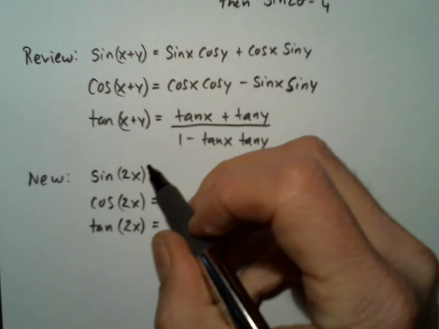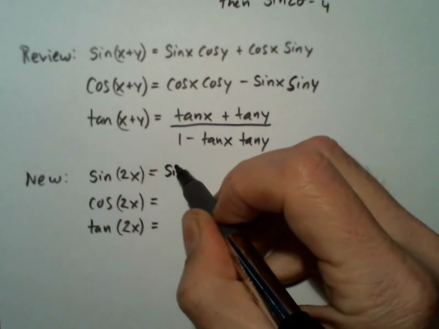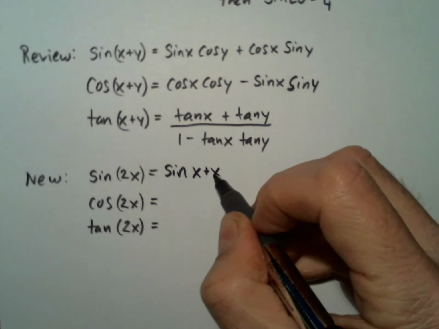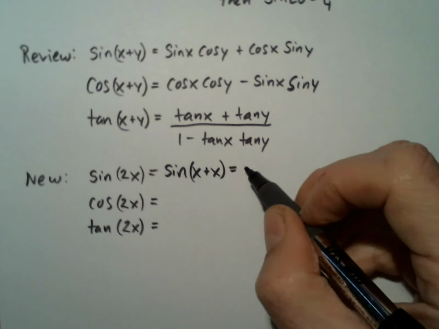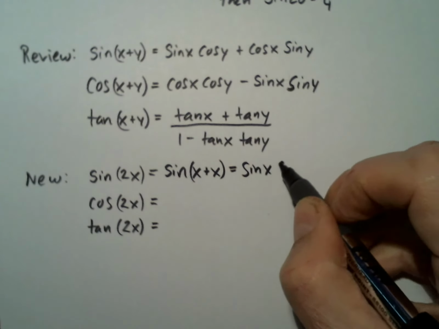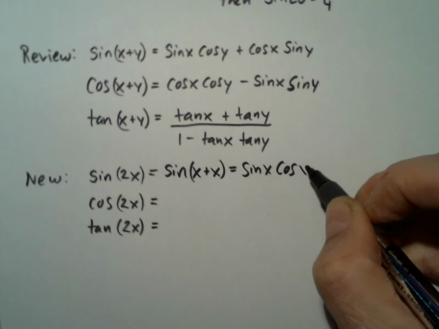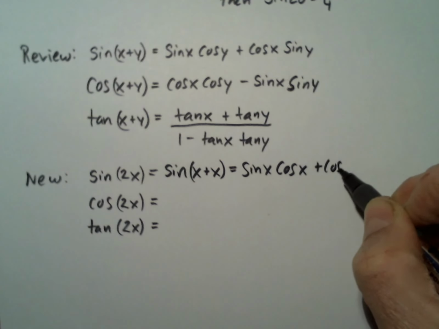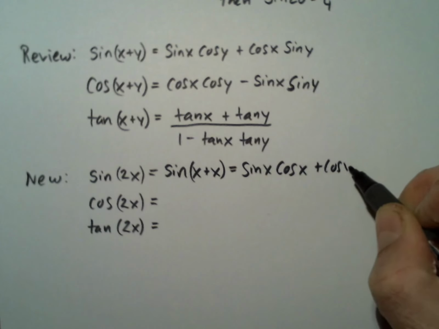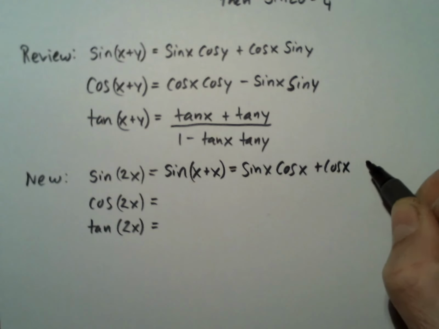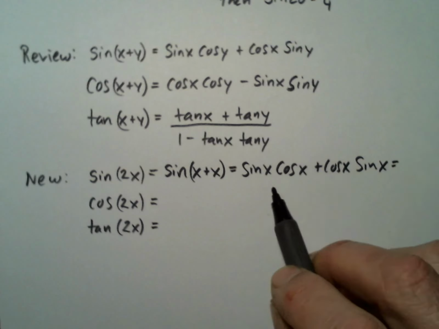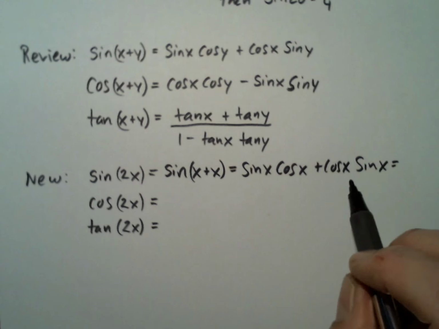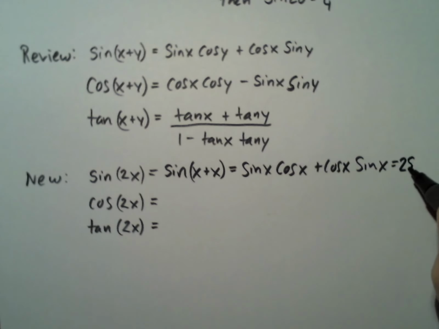And here's how it works. 2x is just going to be x plus x. And that's going to be, we just use this formula. And that equals sine cosine, sine cosine. So we just get 2 sine cosine.